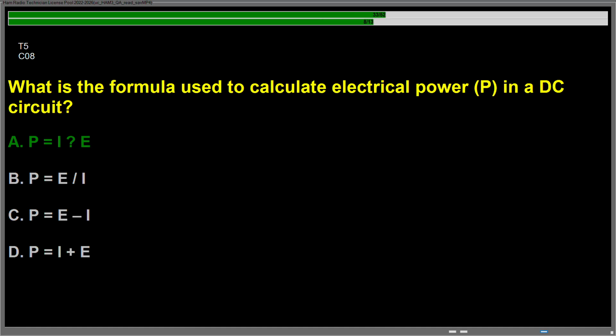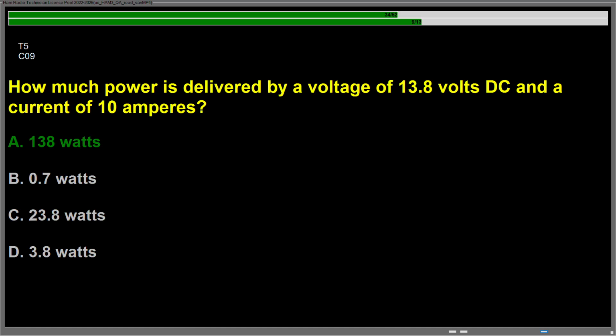Question Charlie 08, what is the formula used to calculate electrical power, P, in a DC circuit? Answer is A. P equals I, E. Question Charlie 09, how much power is delivered by a voltage of 13.8 volts DC and a current of 10 amperes? Answer is A. 138 watts.